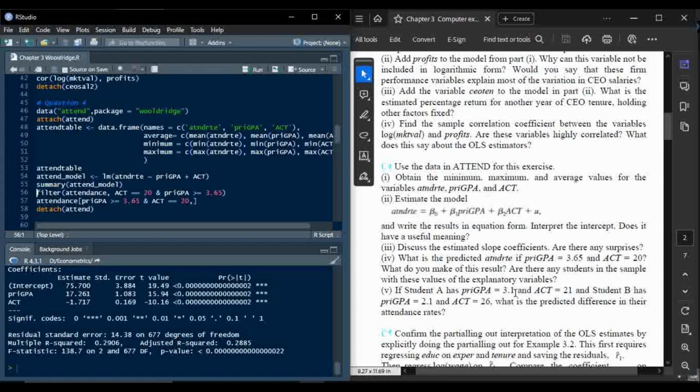Now, what is the predicted attendance rate if prior GPA equals 3.65 and ACT score equals 20? What do you make of this result? Are there any students in the sample with these values of the explanatory variables? Now let's see first these. Let's calculate attendance rate with these values.